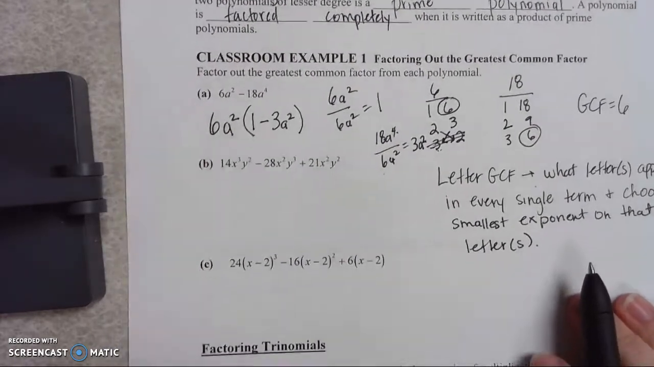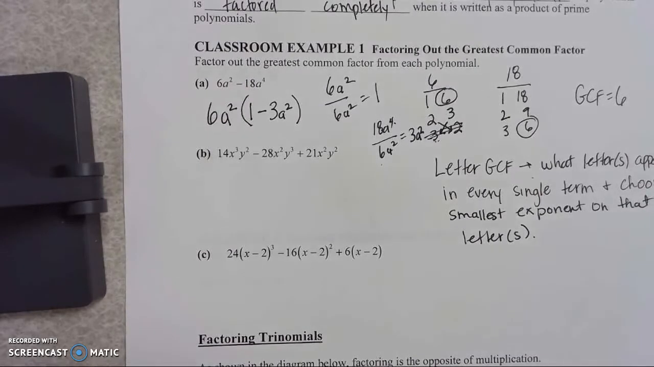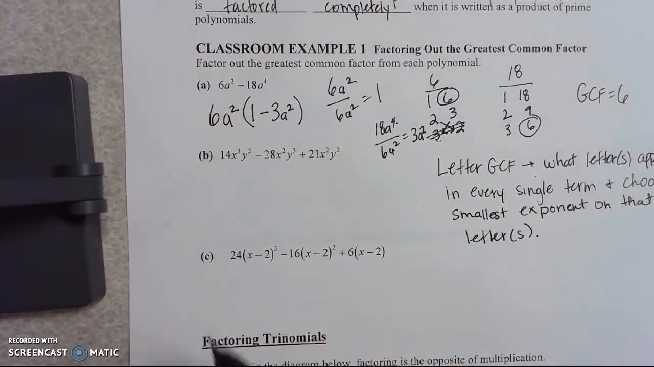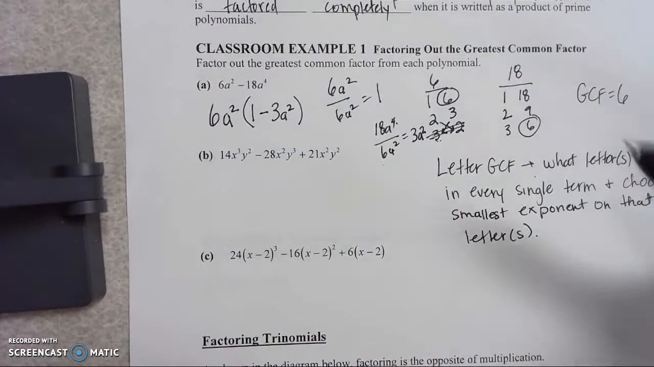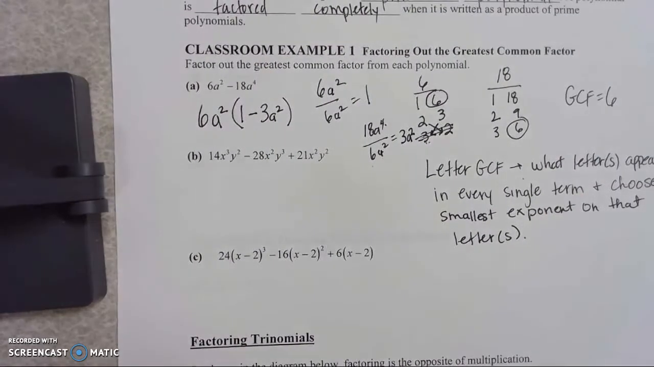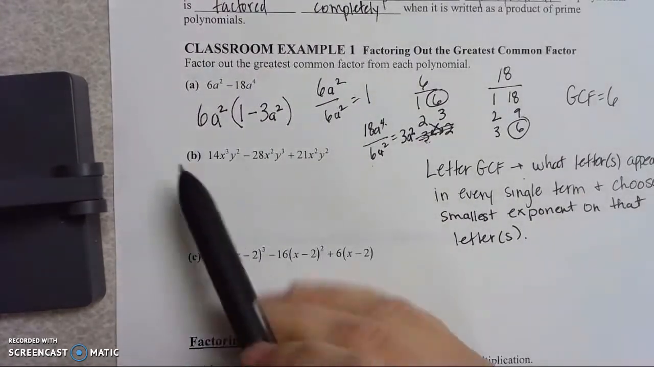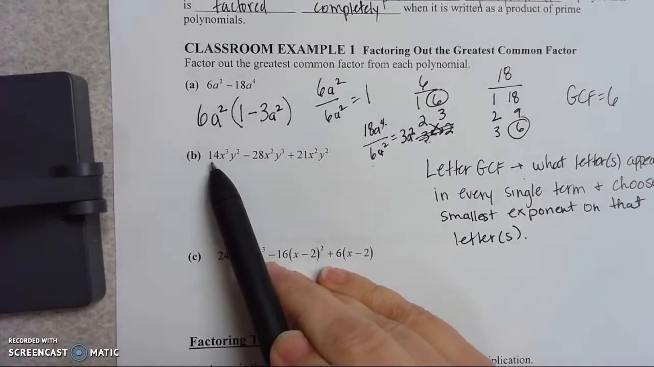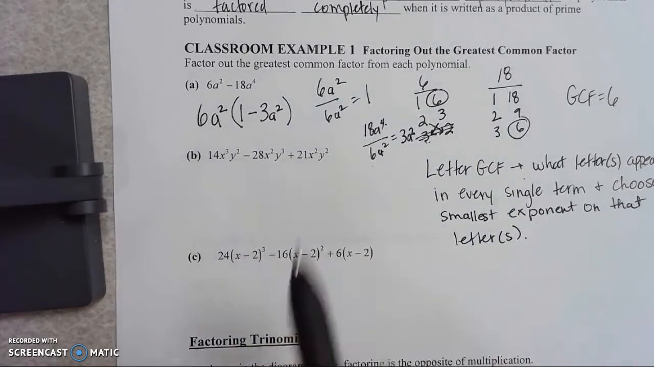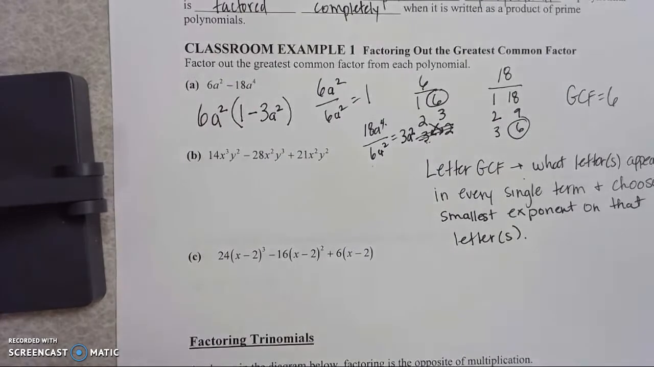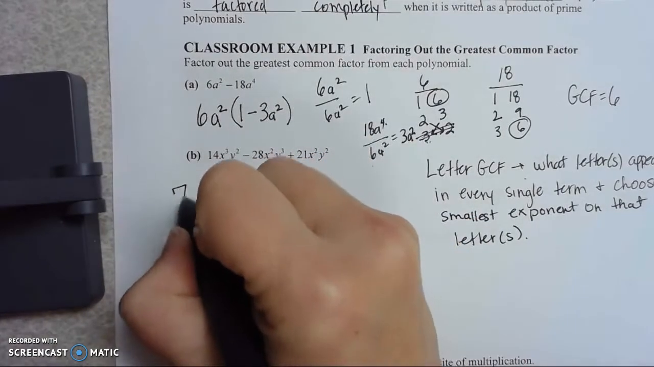Alright, let's look at letter B. We want to do the same thing, find the greatest common factor. I can do that numerically, and possibly there may be a variable GCF, so I have to look at both. When I look at the numbers, I have 14, 28, and 21. If I were to list all the factors of 14, 28, and 21, I would find the largest one they have in common is 7.